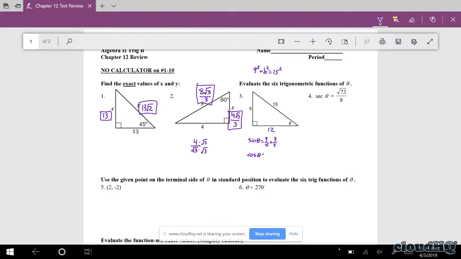Cosine, 12 over 15, simplifies also to 4/5. Tangent, 9 over 12 simplifies to 3/4. And then their reciprocals. Cosecant would be 5/3. Secant, 5/4. And cotangent, 4/3.